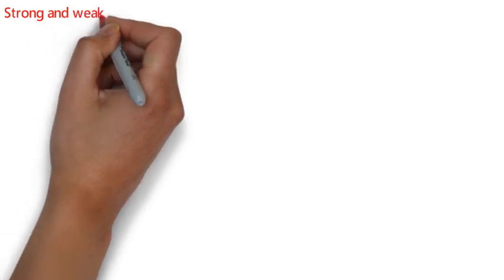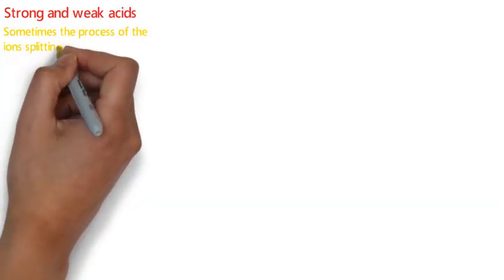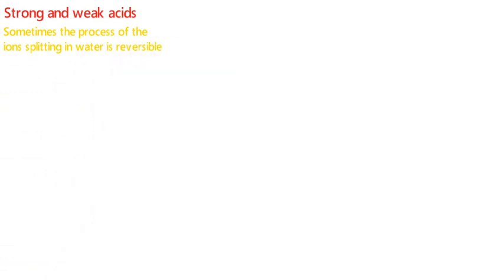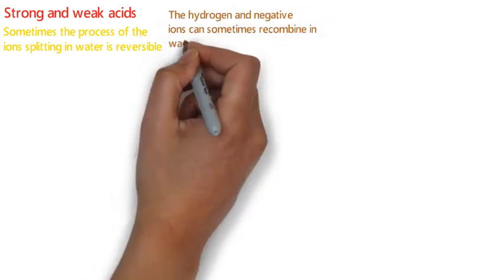We are now moving on to strong and weak acids, so the rest of this video is now higher tier content. In the last section, we discussed how acids will produce H+ ions in water. This reaction isn't as simple as it first seems. Sometimes the process is reversible.